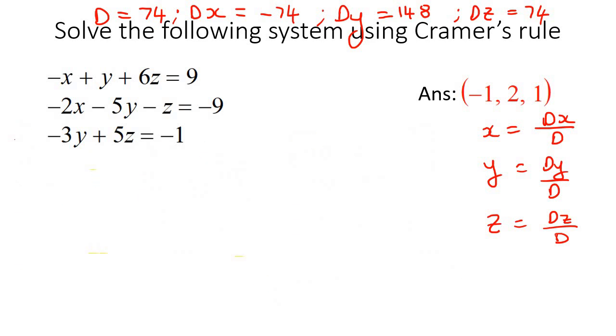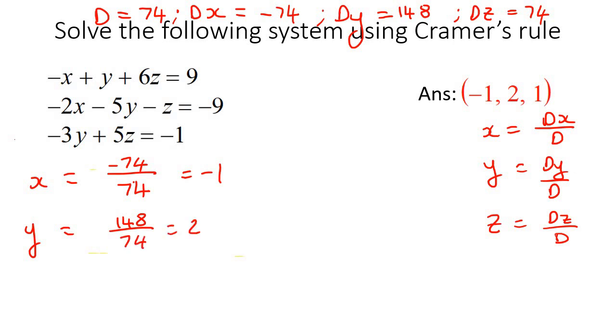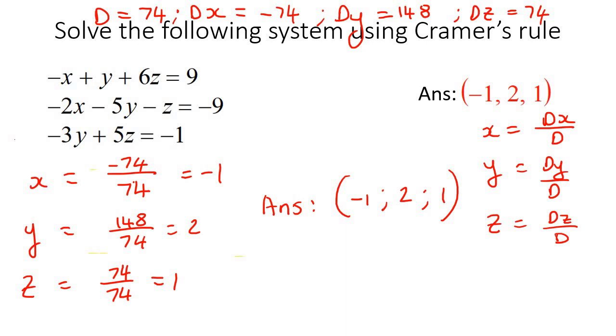So to work out x, we're just going to say dx, which is negative 74, sorry, and then d is 74. That's going to give us negative 1. Then y is going to be dy over d, so that's 148 divided by 74, which is 2. And then z is going to be 74 divided by 74, which is 1. So then you must give the final answer: x is negative 1, y is 2, and z is 1. There we go.